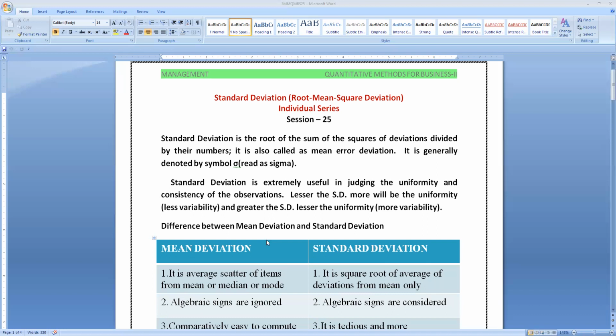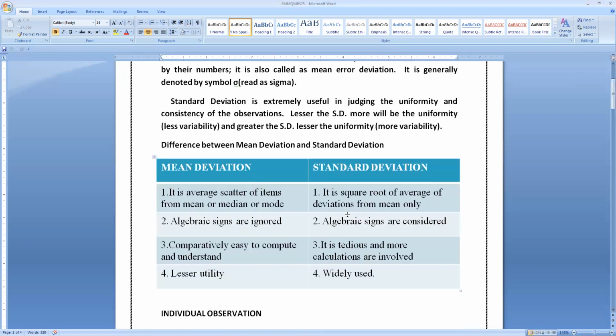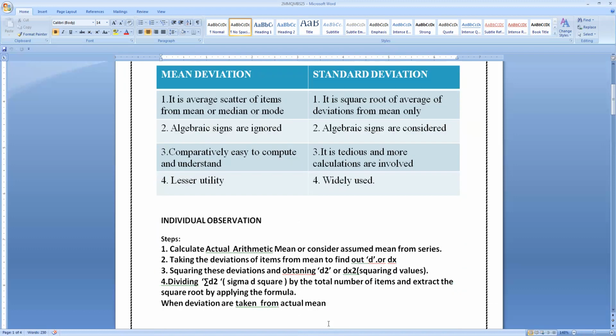Let us see some of the differences between the mean deviation and the standard deviation. In mean deviation, we take the average scatter of the items from the mean, median or mode. But in standard deviation, it is the square root of the average of the squared deviations from the mean only. In mean deviation, algebraic signs are ignored, but in standard deviation, algebraic signs are considered. Mean deviation is comparatively easy to compute and understand, but standard deviation is tedious and more calculations are involved. So mean deviation has lesser utility, but standard deviation is widely used.